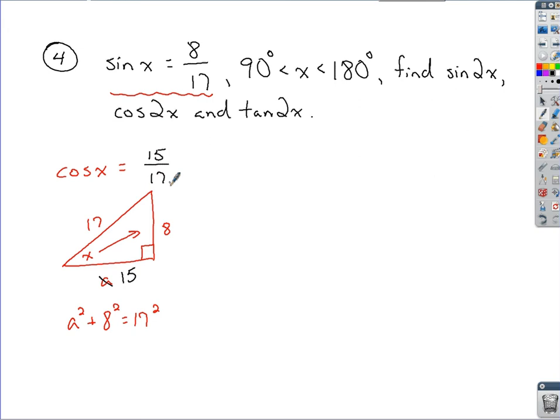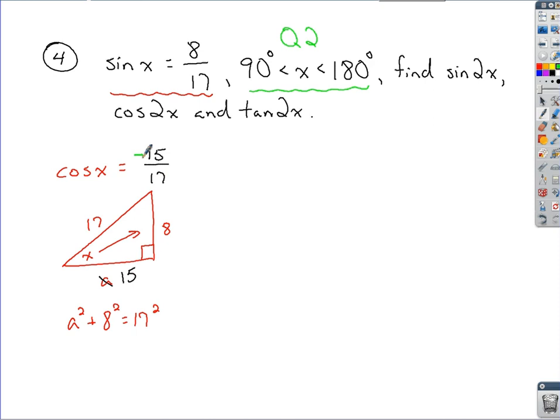But wait, we haven't deciphered this information yet. It's kind of unique how it's presented based on what we're used to, but if x is going to fall between 90 degrees and 180 degrees, what quadrant are we in? Second quadrant. So if we're in quadrant 2 and we just found the cosine value, what must that value be? Must be negative.